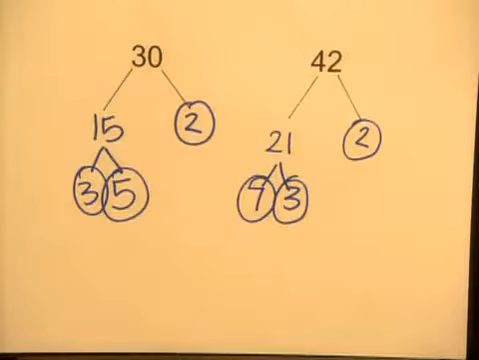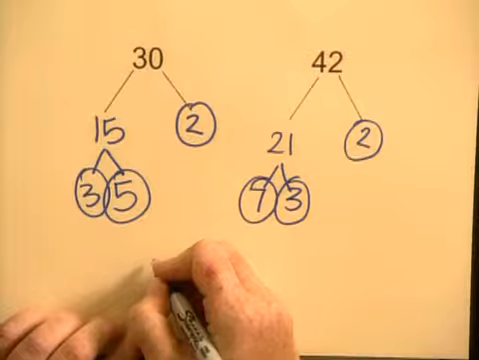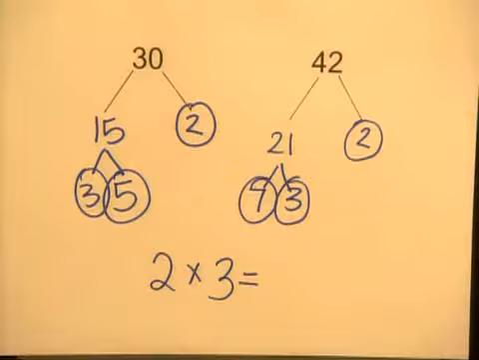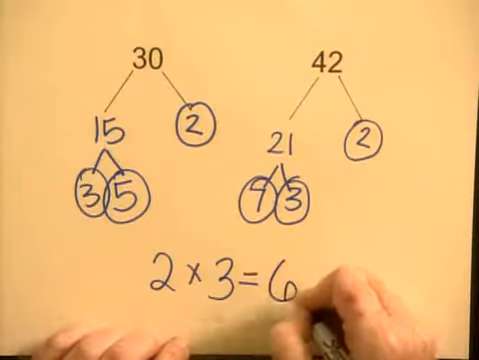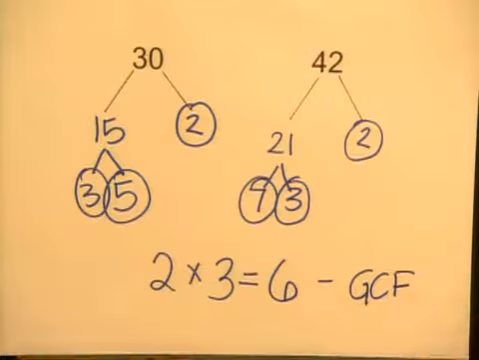2 and 3. 2 and 3 are our common factors. To get the greatest common factor, we multiply all of our common factors together. So we have 2 times 3. What's 2 times 3? 6. So 6 is our greatest common factor. Or GCF. Perfect.